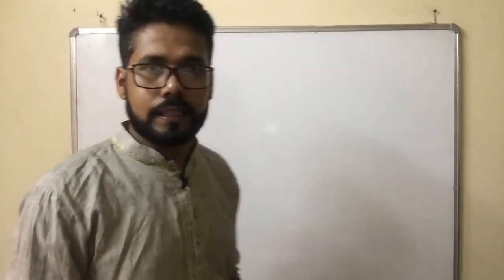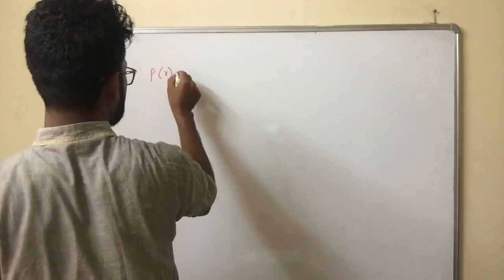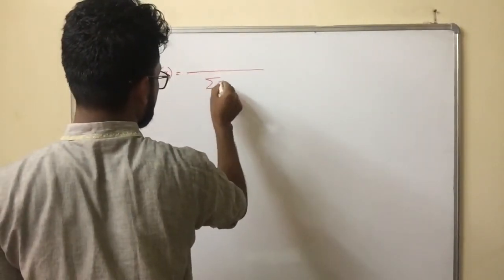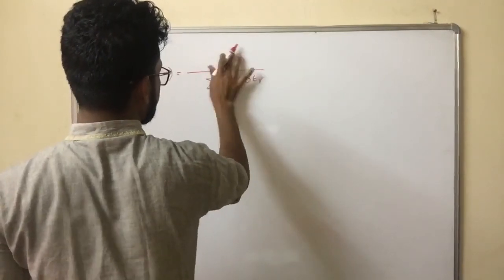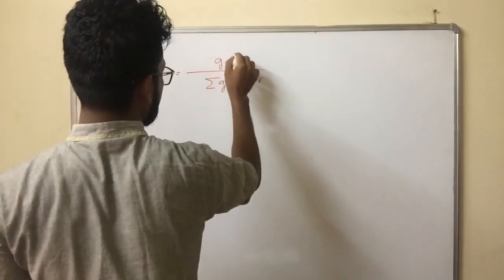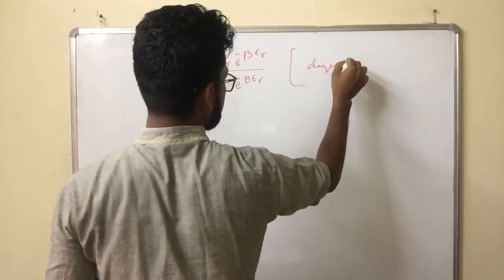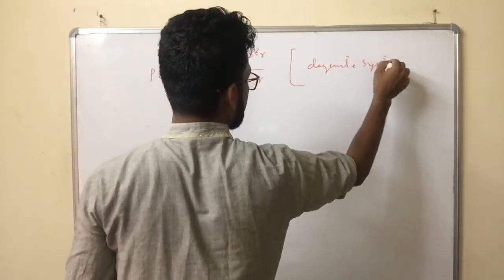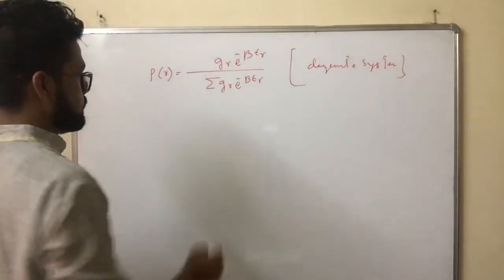I am not going to teach you more today. Always remember this. Finally, I want to give you a general formula so that you can remember probability. Again, I am giving the formula so that you never get confused: g_r e to the power minus beta E_r for a degenerate system. I am giving it again so that you never make a mistake in the exam.